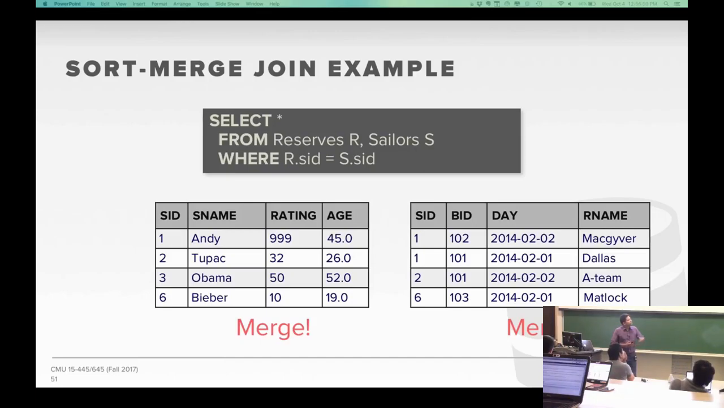So you start with scanning these two tables in parallel, and you output them whenever their SID matches. So you basically see that for each pair, if it doesn't match, you just keep moving the two pointers forward in the two tables, and you eventually end up merging both tables. So you basically scan these two tables in parallel, and you output the tuples that match.